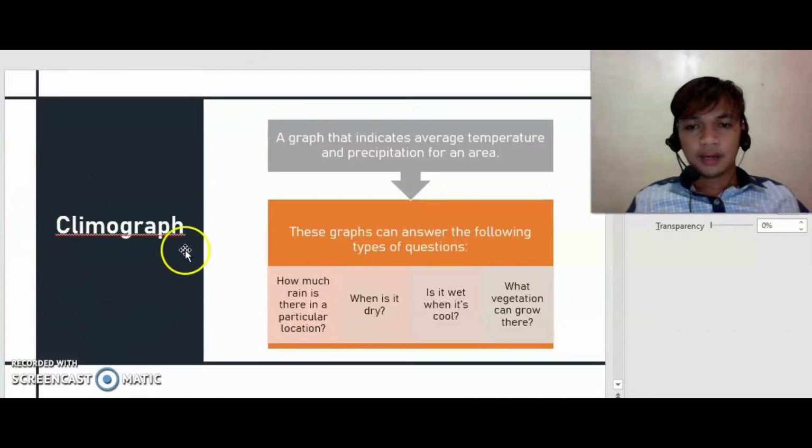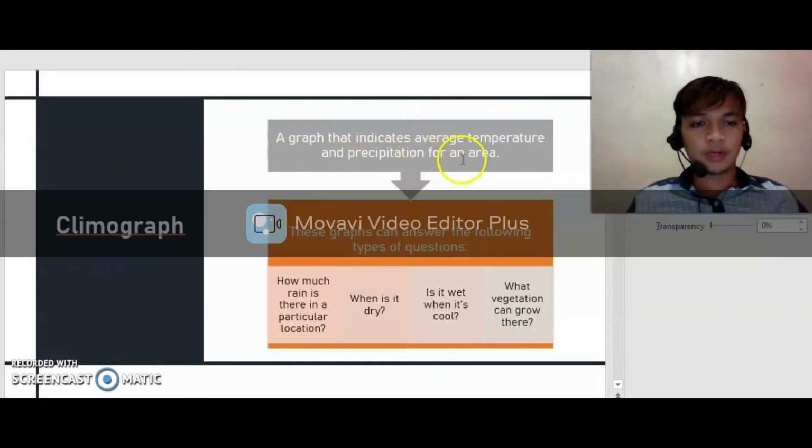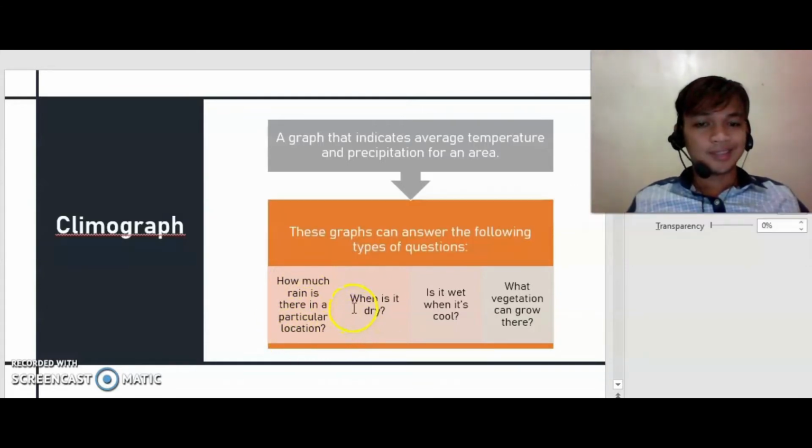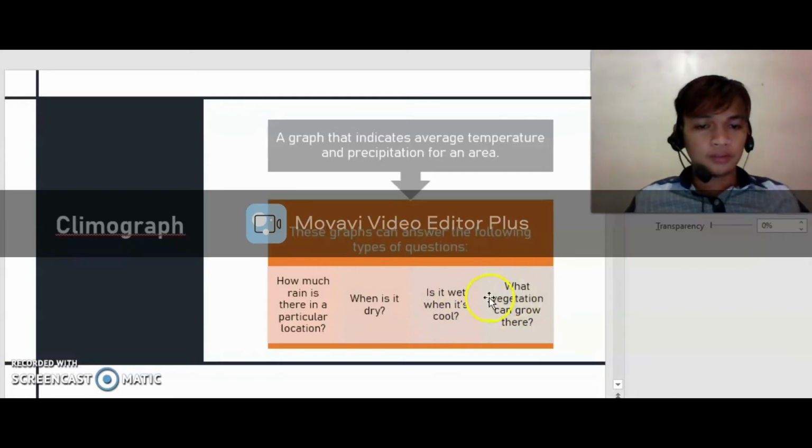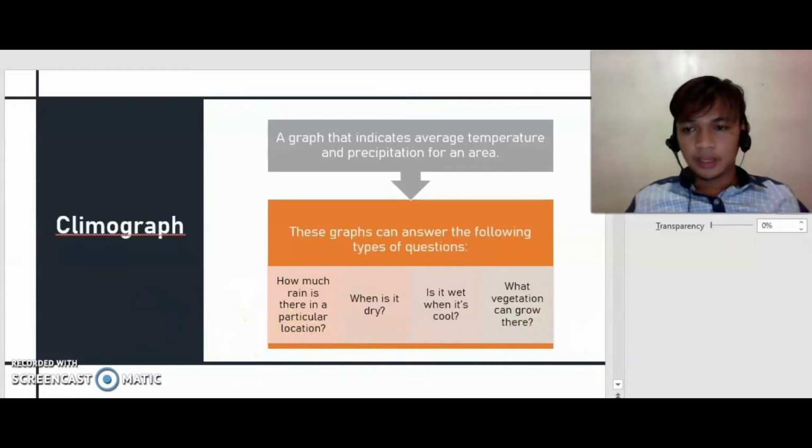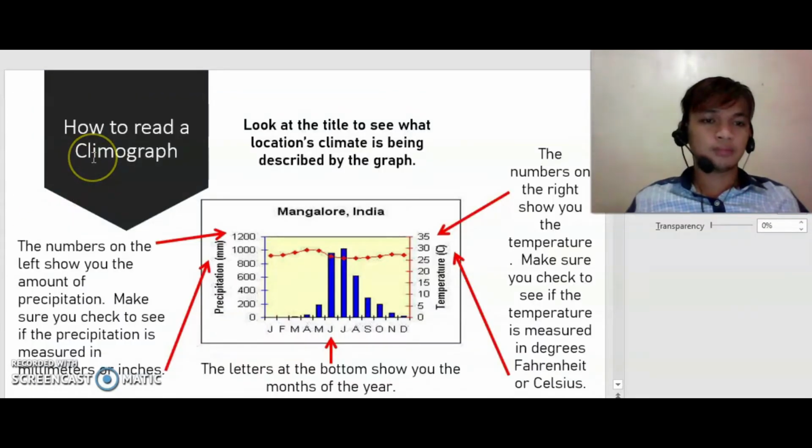Now, a climograph. This is a graph that indicates the average temperature and precipitation for an area. So these graphs can answer the following types of questions. How much rain is there in a particular location? And when is it dry? Is it wet? Or when it's cool? Is it wet when it's cool? Or what vegetation can grow there? So these are some of the questions that might be answered using a climograph. What is a climograph? What is an example of climograph?